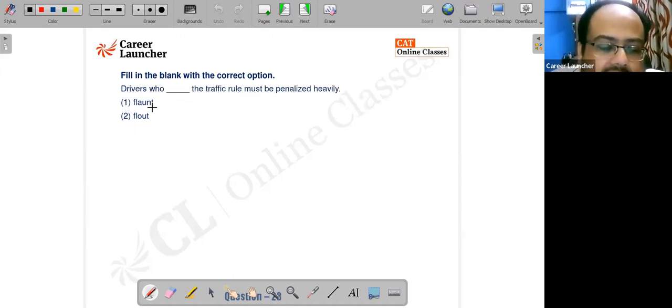The next one is flout. Drivers who flout the traffic rule must be penalized heavily. What does flout refer to? Flout refers to disregard or violate.